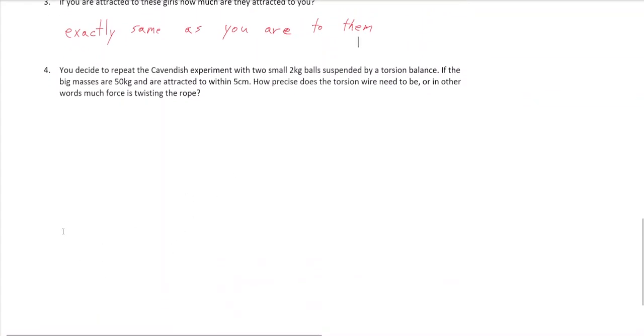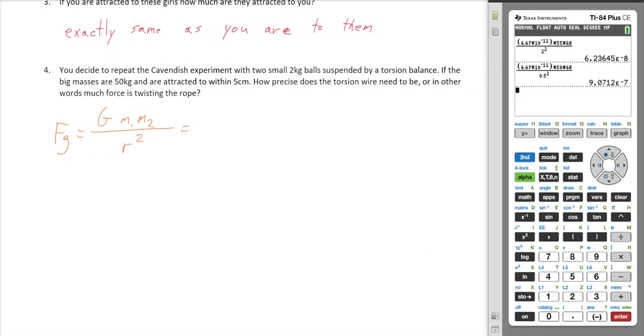Okay, so here you go. Here's one more question. This one's harder. You decide to repeat the Cavendish experiment with two small 2 kilogram balls suspended by a torsion balance. If the big masses are 50 kilograms and are attracted to within 5 centimeters, how precise does the torsion wire need to be? In other words, how much force is twisting the rope? The tricky part of this is not the initial calculation. The initial calculation is easy. Fg equals G times m1 times m2 over r squared. This is easy. Let's try it right now, in fact.